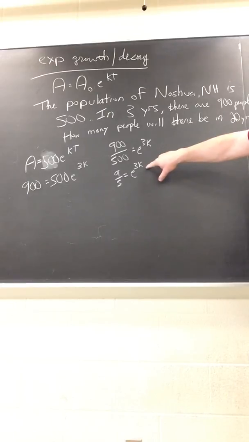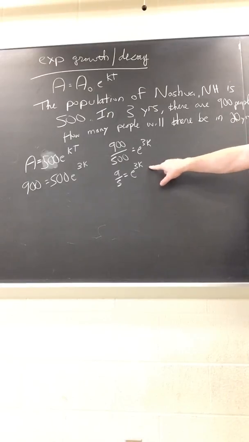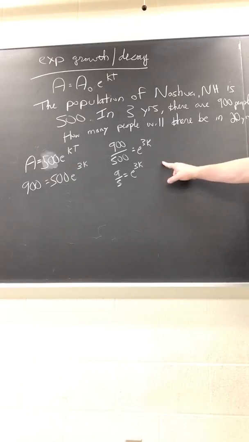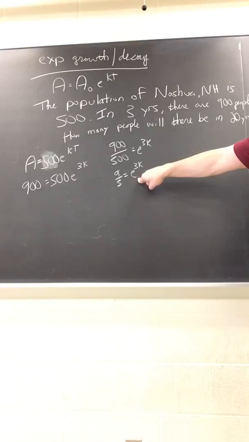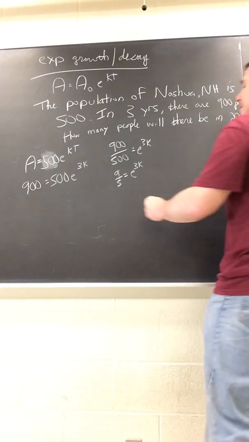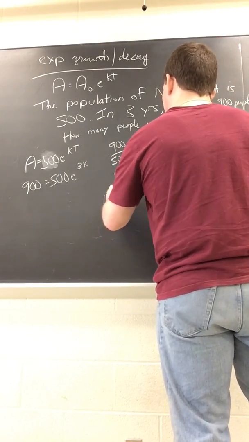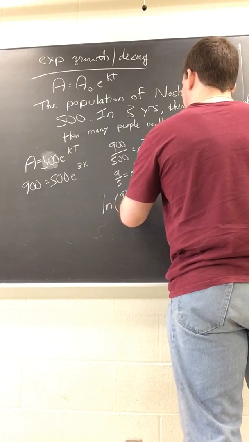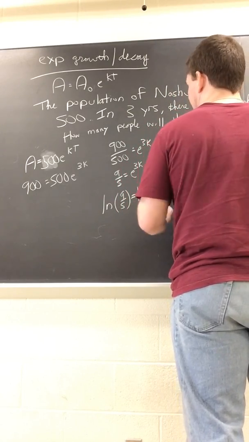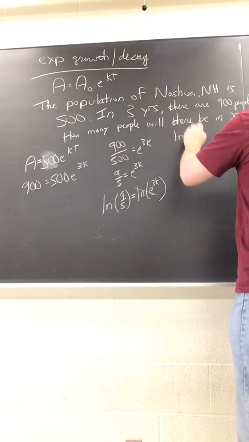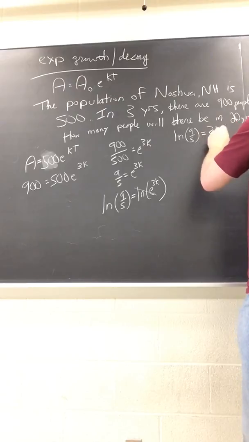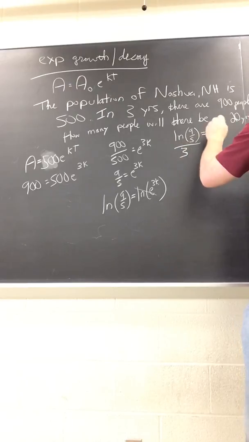Now, we need to somehow bring the k down. We know from our properties of logs that if you have the log of something raised to a power, the power comes down in front as a constant. So use that. Take the log of both sides. Or, since this is e, use ln, the natural log of both sides, because then ln and e cancel each other out. They're inverses. So, we get ln of 9 over 5 equals ln of e to the 3k. ln of e, they're inverses, that cancels. So I'm left with ln of 9/5 equals 3k. And then just divide by 3 on both sides. And that will be my k.